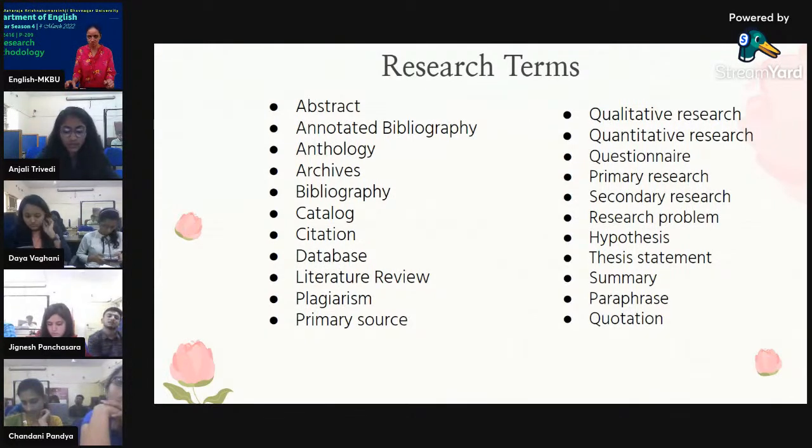Then quotations. Quotations we have to copy exactly as they are given in the text. Like yesterday, I made a mistake in copying of the quotation in the slide. So the way they are written in the original novel or in the book, that same way we have to write the quotations.